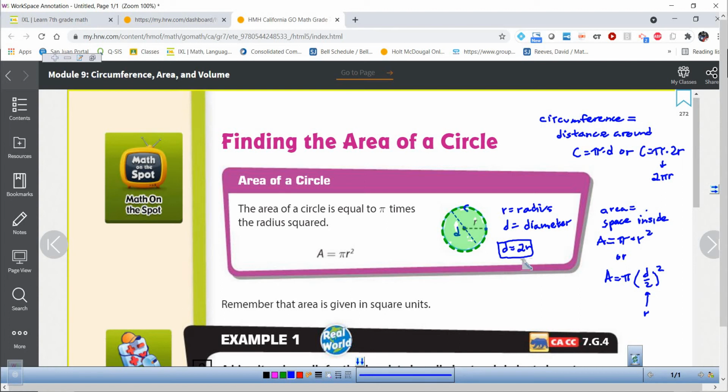All right, so d is equal to 2r, and I'm going to write it right here. D divided by 2 is equal to r. That's going to be important. When we're finding circumference, we often use this. Now that we're finding area, we're going to be using this. And just a reminder, area is in square units, because we're actually measuring how many squares it would take to fill the circle.